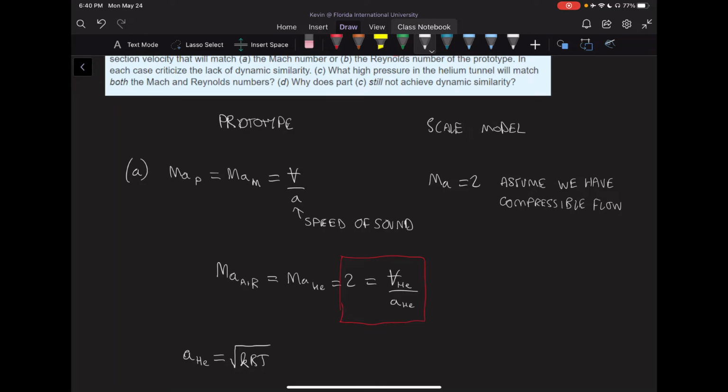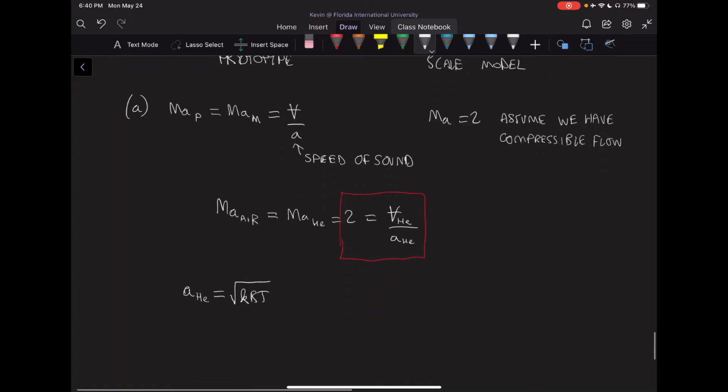This is our equation for speed of sound. Okay, so that's our governing equation for speed of sound. If we can find all the values in that equation for helium, then we can solve this problem. So we already have the temperature of helium. Okay, so that's all good, but we need to find K and R.